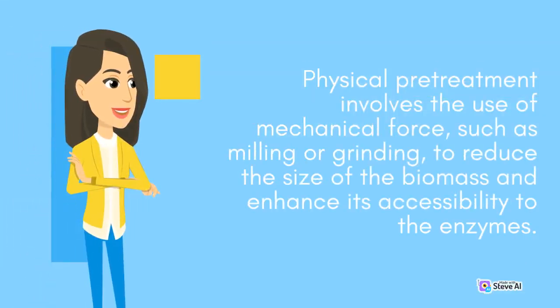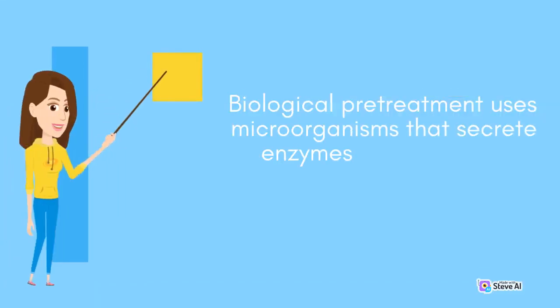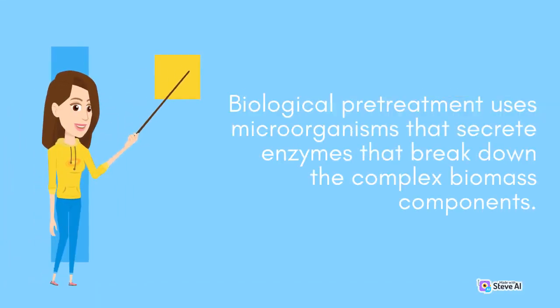Physical pretreatment involves the use of mechanical force, such as milling or grinding, to reduce the size of the biomass and enhance its accessibility to the enzymes. Chemical pretreatment, on the other hand, involves the use of acids, bases, or oxidizing agents to degrade the biomass structure. Biological pretreatment uses microorganisms that secrete enzymes that break down the complex biomass components.